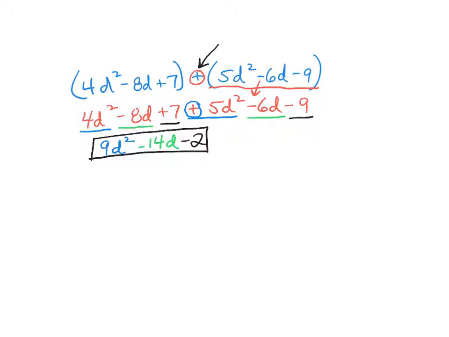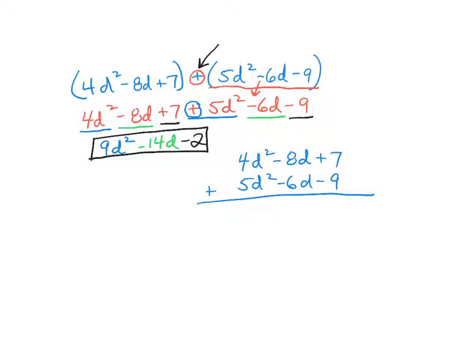I do want to mention that some students, rather than writing it that way, like to write it up and down. And I'm going to do that as well. You won't see me do that a lot, but some students like to line things up that particular way, and you can certainly do it this way if you want to. Now I have my d squareds lined up. 4d squared plus 5d squared is 9d squared. A negative 8d plus a negative 6d gives me minus 14d, and a plus 7 plus a negative 9 gives me minus 2.